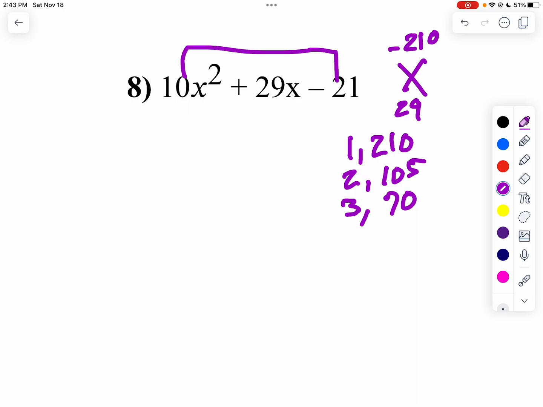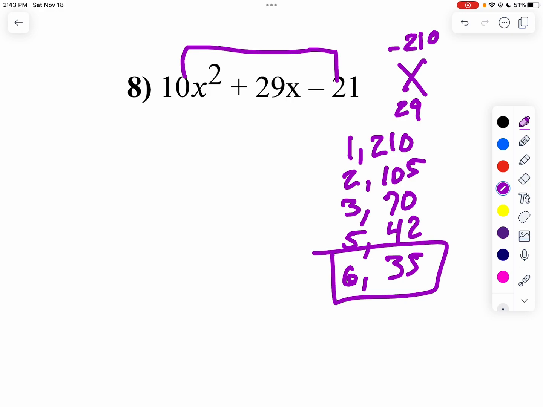Well, 4 does not go into 210, but 5 does. If I take 210 and I divide that by 5, I get 42. Well, that gives me 37. That's not it. 6 goes into 210. So if I take 210 and I divide it by 6, oh, there we go. If I put in negative 6 and positive 35, that's going to work, isn't it?